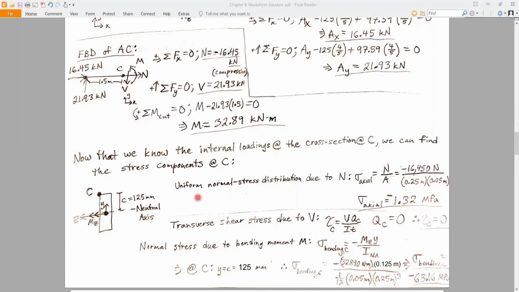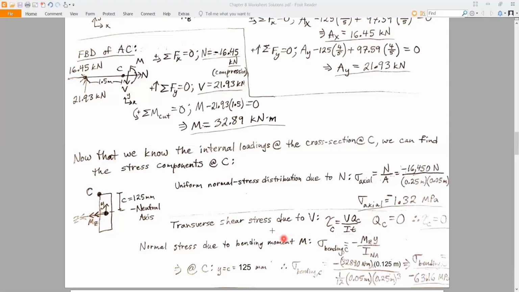And so we can just break it into looking at N, V, and M separately. Our uniform normal stress distribution due to that N internal normal force is going to be our axial normal stress, N over A. And we had a compressive normal force here because we got a negative value. Okay, we assumed a positive tensile force. We got a negative, which means it's actually compressive. So our axial stress is going to be negative. The area is a rectangle. We get an axial normal stress of negative 1.32 megapascals. Okay, so that one's pretty straightforward.